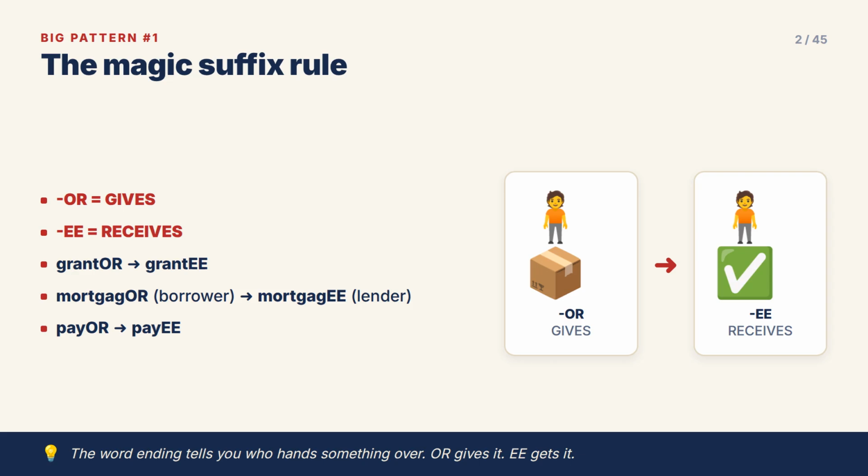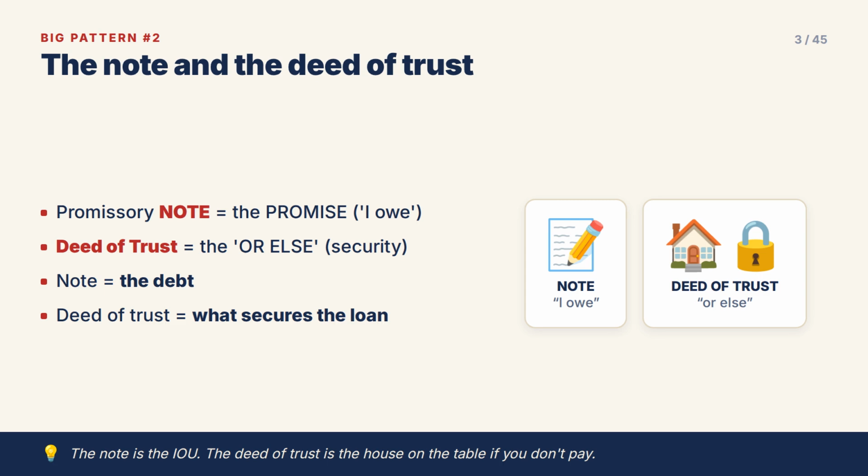This one rule is behind more wrong answers than almost anything else on the exam. From now on, every time you see one of these words, stop and ask, who is giving something here? The OR gives to the EE. Every single time.